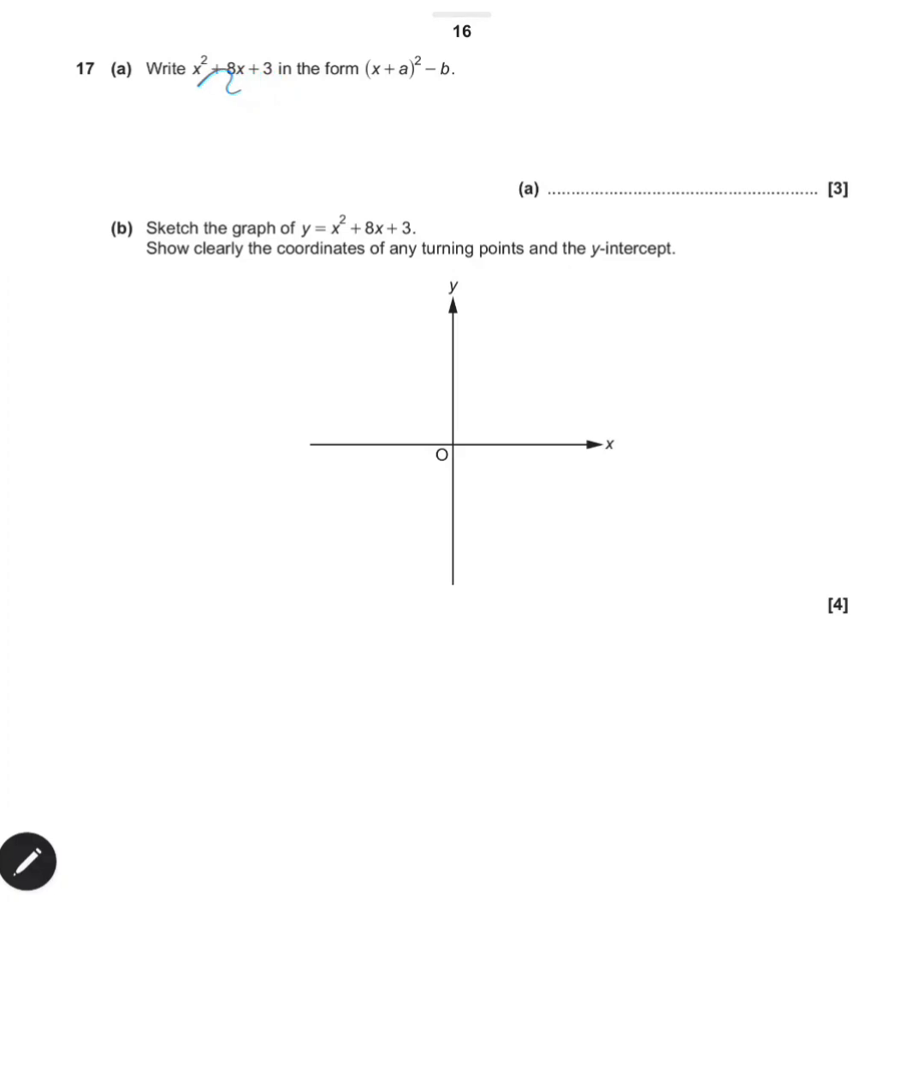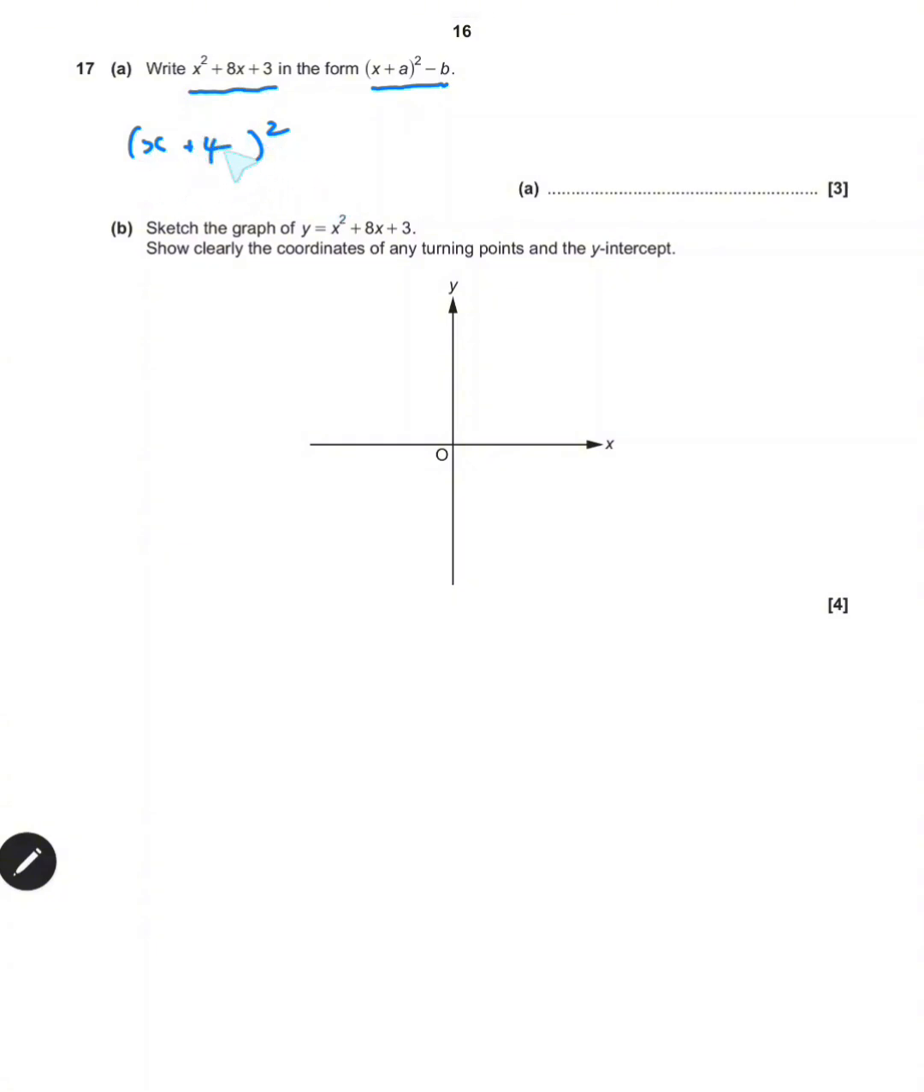Question 17, we've got a quadratic, x squared plus 8x plus 3. And this right here is saying complete the square. Single bracket squared, take away something, is completing the square. So I'm going to do that now. I'm going to open up a single bracket squared. This x is going into it. This 8, I'm going to half, so you get x plus 4 all squared.